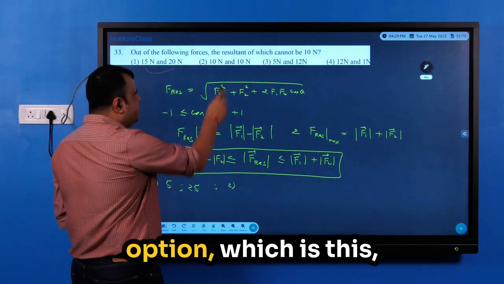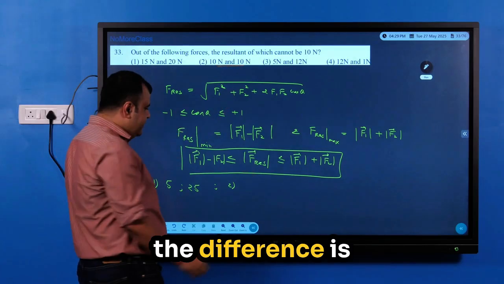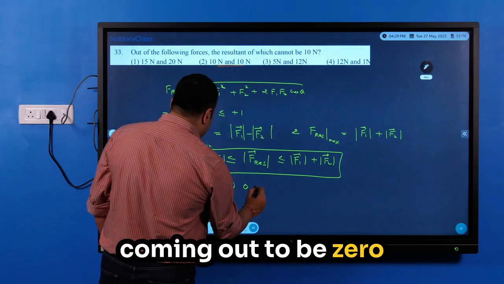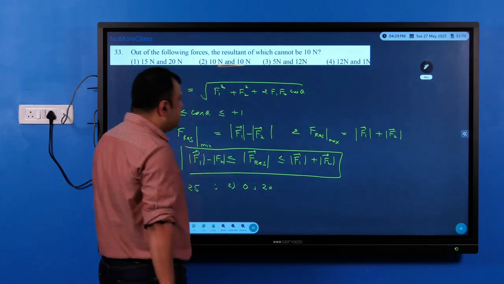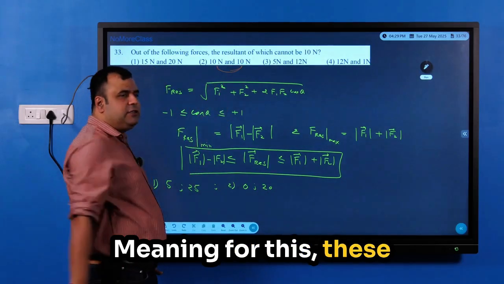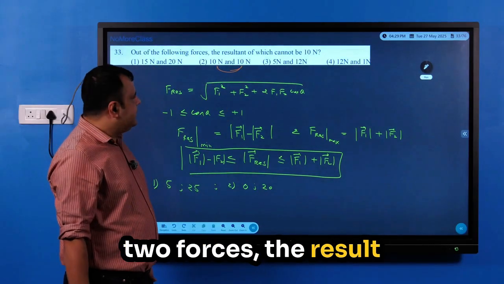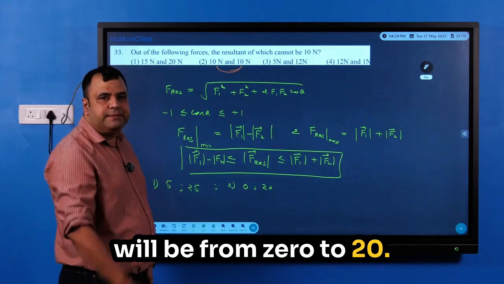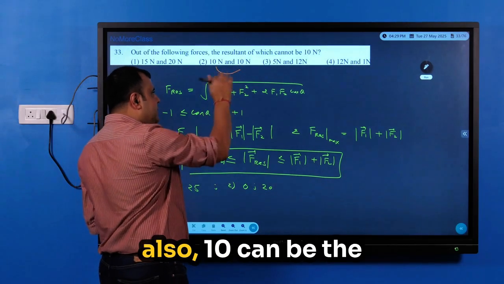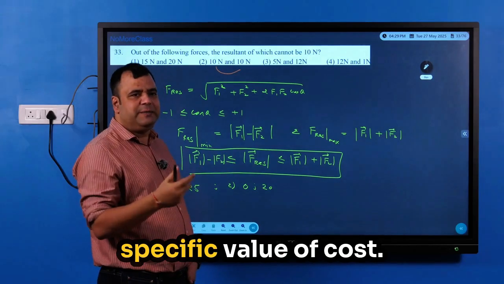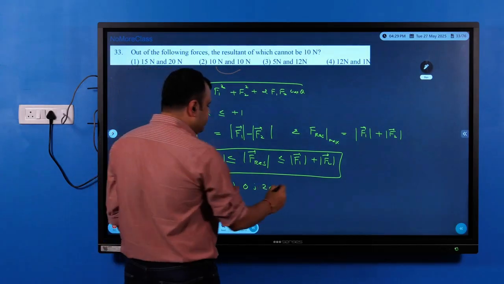If I check the second option, the difference comes out to be 0 and the addition comes out to be 20. Meaning for these 2 forces, the resultant will be from 0 to 20. Again, 10 is in between. So for these two forces also, 10 can be the possible answer for a specific value of cos theta.